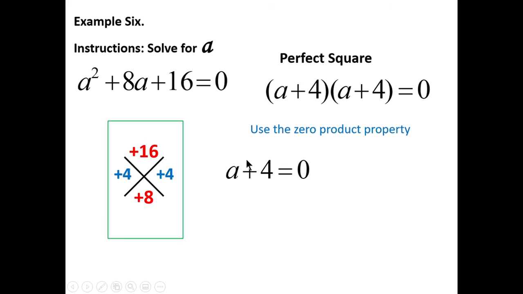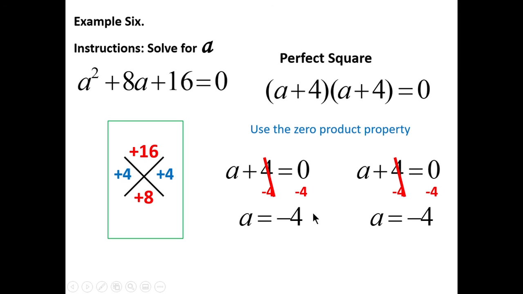Okay, so the first one, A plus 4 is 0. So we're going to move the 4 to the other side. Plus 4 minus 4. Got rid of the 4. So all we have left on this side is the A, and on the other side you have the minus 4. So A equals minus 4 would make this quadratic equation true. This would be equal to 0 if A was equal to negative 4.